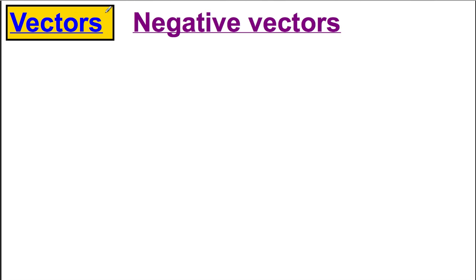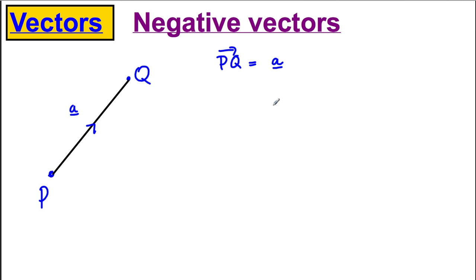Negative vectors, next thing, quickly. So imagine we've got P to Q again. Here's our line here, and the direction is very important. So this vector here, PQ, is the same thing as A. Now the question is, what does negative A mean? Does that have any meaning at all? Well, negative A, we take that to mean going backwards, going in the opposite direction. So negative A means actually going from Q to P in that direction. Okay, so that's what a negative vector means.